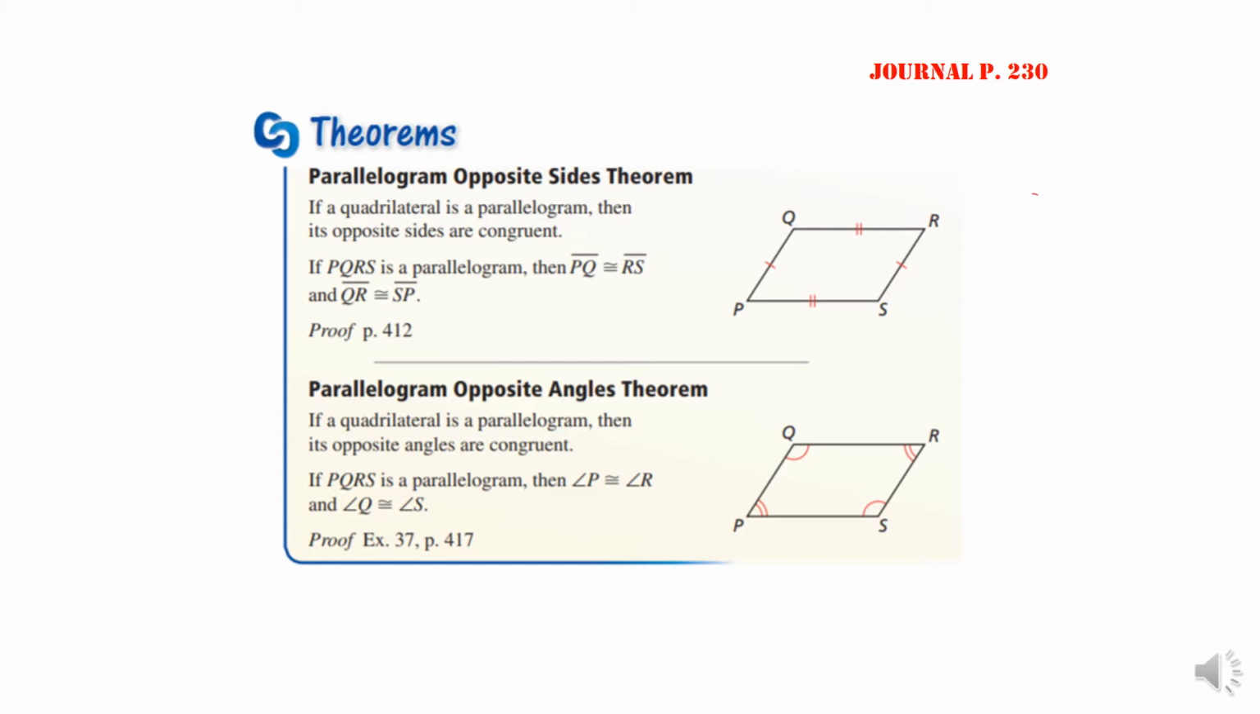So this is true for squares, and it's true for rectangles, and it's true for rhombuses, because those are all parallelograms. Okay? The parallelogram opposite angle theorem states that if a quadrilateral is a parallelogram, then its opposite angles are congruent. So this one is congruent to this one is congruent to that one. Okay, and again, that applies to those because they are also parallelograms.